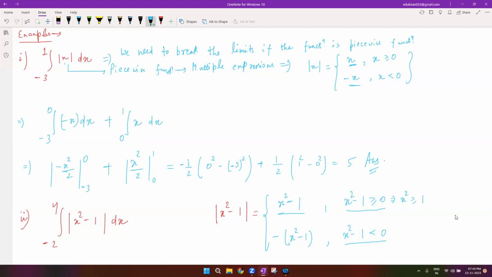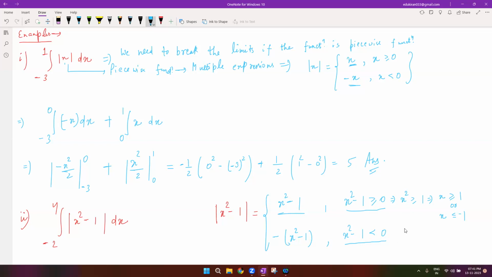You take x as minus 2, its square is 4. You take x as minus 3, its square is 9. X as minus 4, minus 5, its square is 16 or 25, right? So x square minus 1 is greater than or equal to 0. Means x square should be greater than or equal to 1, which means that x either should be greater than or equal to 1 or x must be less than or equal to minus 1.